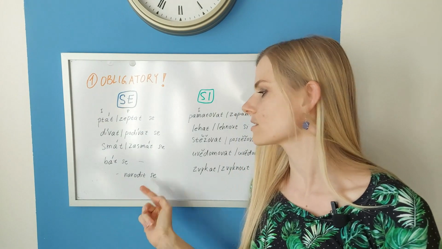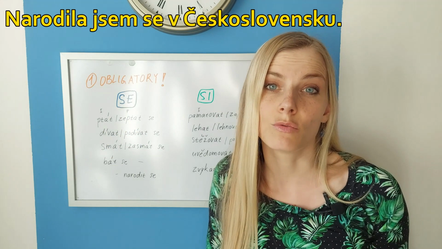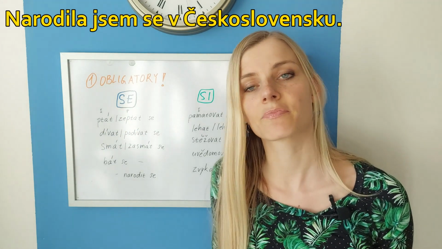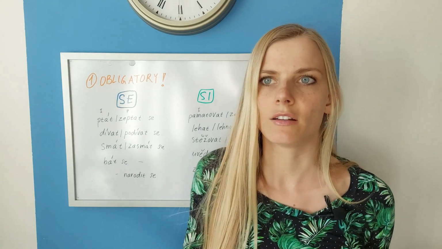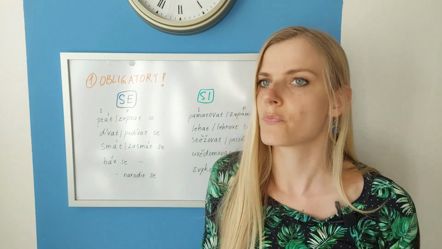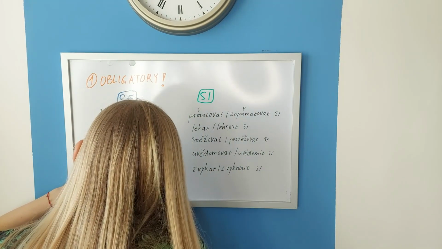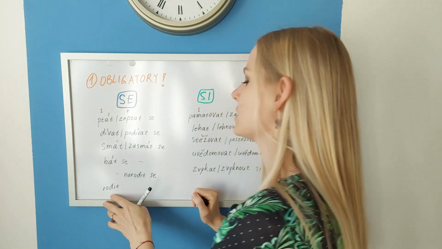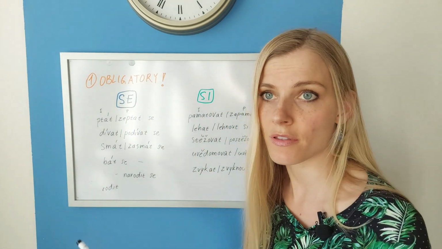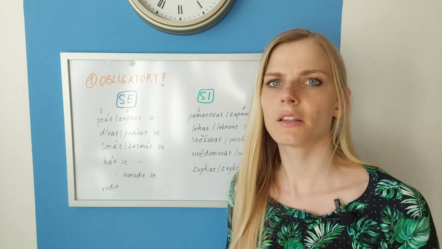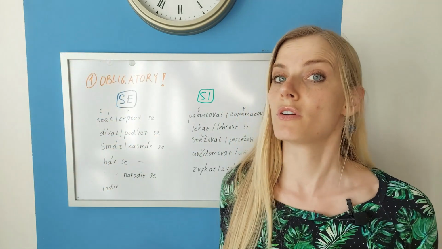Then we have narodit se, to be born. Narodila jsem se v Československu. I was born in Czechoslovakia. I only wrote the perfective form. It's impossible to say narodila jsem v Československu. We do have the verb rodit. That would be the imperfective one, but it means to give birth, and that one doesn't go with se. Rodit, to give birth. So we could say narodit se practically means to give birth to yourself, that you are the one who gets born.